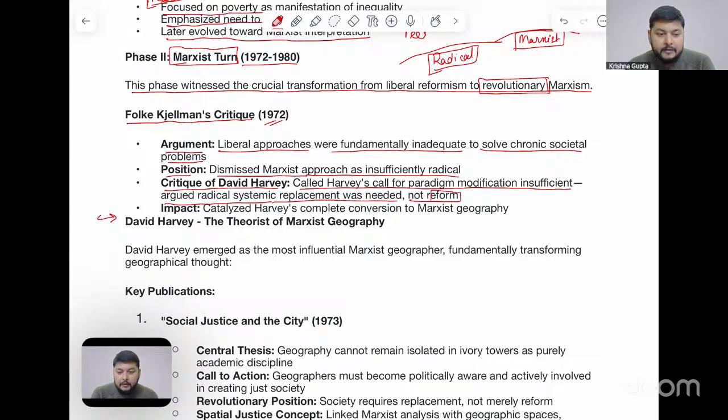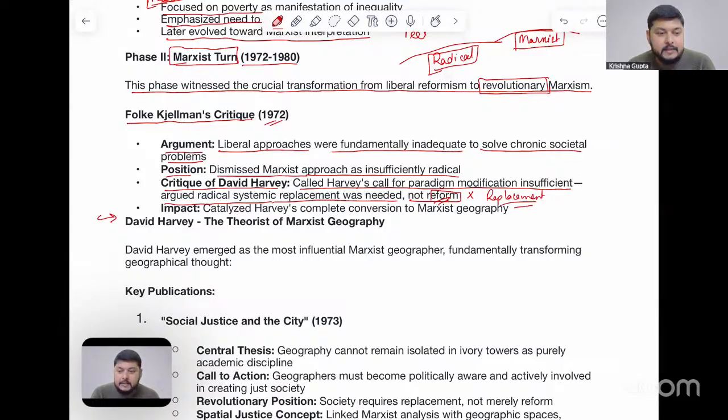So here we see Harvey's position, that we need a reform, but Kalman highlighted that we do not need reform, we need a radical approach, which has to be the replacement.